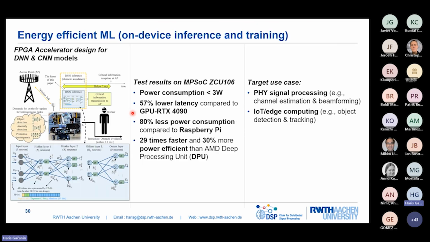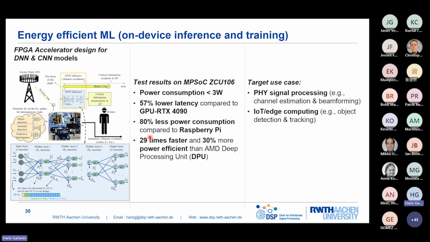So now, what else have we been looking into? If we look at the energy efficiency that we have been talking about, and we look into machine learning, we have been looking into DNN and CNN models, different models, in order to enable cooperative robotics. We have been running tests on the MPSoC with the ZCU106, looking into power consumption to be lower than 3 watts. We have managed to reduce the latencies and power consumption, and this is all per node.